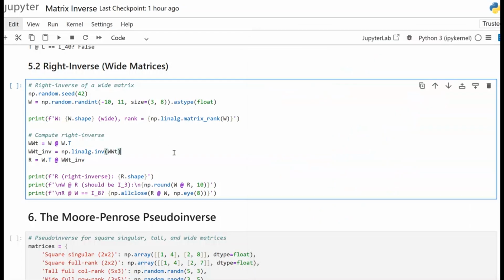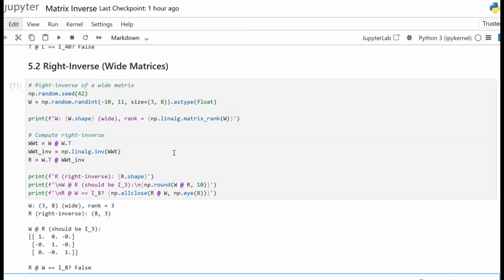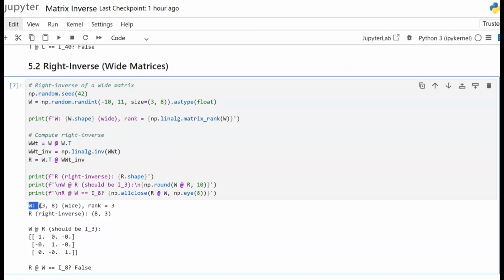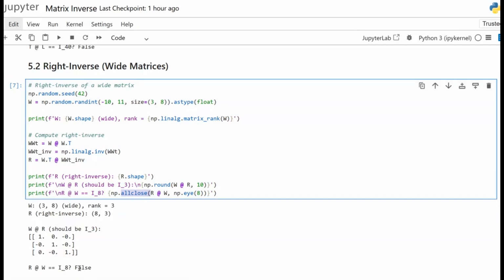Let me just execute and see what the output is. Yes, dear friends, kindly observe. We have a W with a 3 by 8 shape, and the rank is 3. And the right inverse is 8 by 3. So we receive a 3 by 3 identity matrix, and of course when comparing whether the left inverse exists or not, we received a False. So that is what we have here.